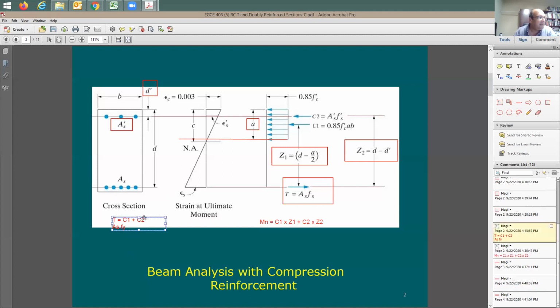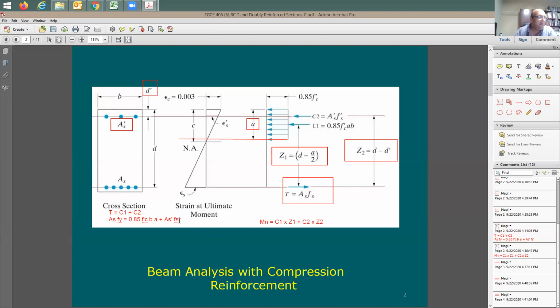Let me move it up a little bit, just for sake of discussion here. This can be the tension force, equals to what? Compression 1. How much is compression 1? 0.85 f'c times b times a. Plus, how about C2? Do you have C2 value? So yeah, I have it: As prime times fs prime. Great. How would you solve for a?